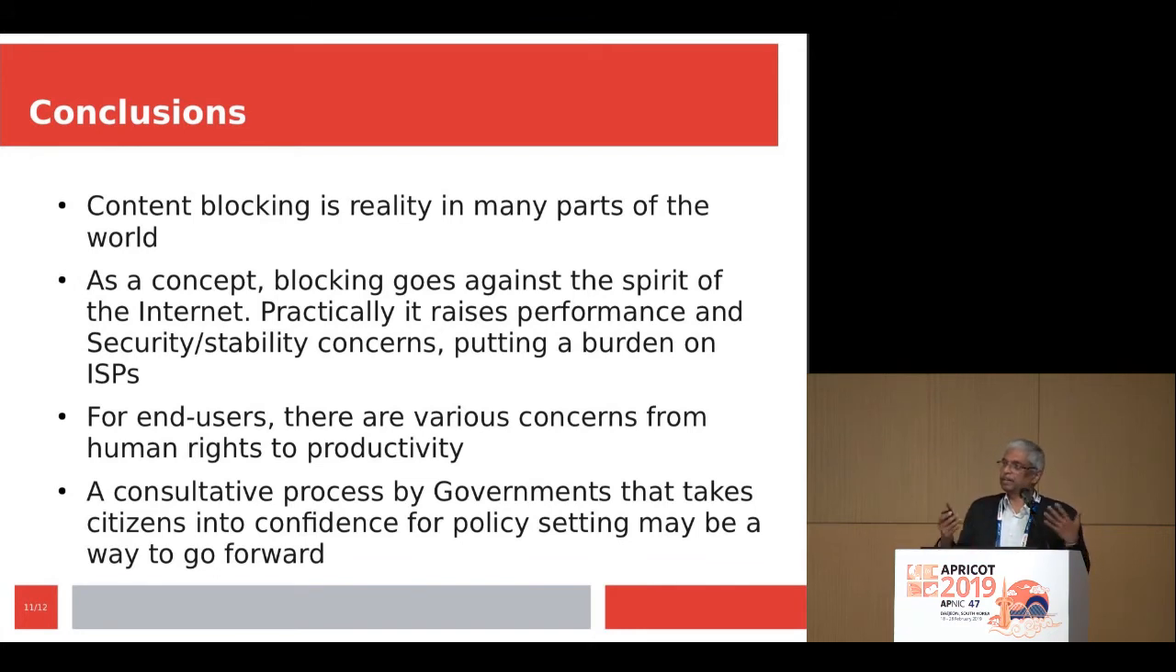And what we would have ideally liked, especially in the context of India, and I'm sure several other countries also, is a consultative process by the government to take the citizen and civil society organizations into confidence so that we are aware, the society at large, the end users are aware that there is a process and this is how we can appeal. So that's a smoother way, perhaps the smoothest way to ensure that this is manageable.